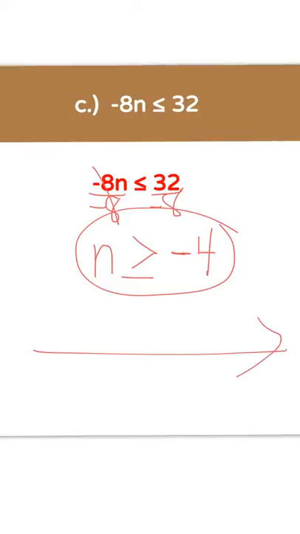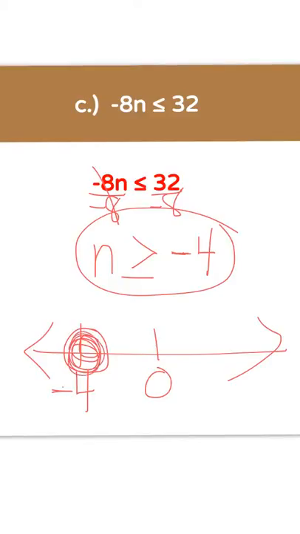Now you draw your number line. You put your 0 on it and your -4. You will draw a circle at the -4, and because it's greater than or equal to, it will be a closed circle. Then you do greater than, and that direction is to the right. So your answer will be a closed circle at -4 with an arrow to the right.